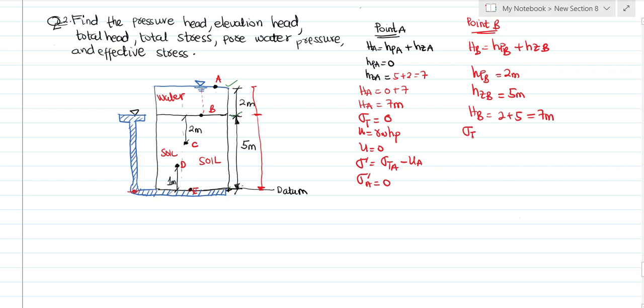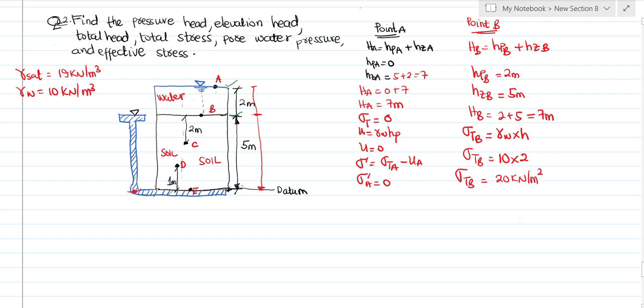Now we have to find the total stress at B. At B, what is the column of material sitting on top? It is water. So we need the unit weight of water times the height. Let me give the saturated unit weight of soil as 19 kilonewton per meter cube. The unit weight of water we are taking to be 10 kilonewton per meter cube. So the unit weight of water is 10 and the height is 2, and the total stress there is 20 kilonewton per meter square.